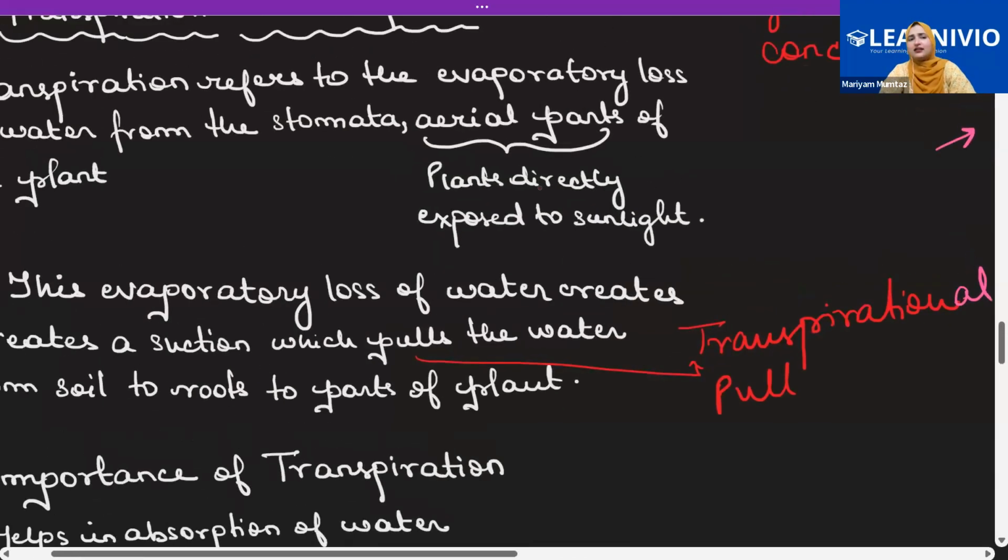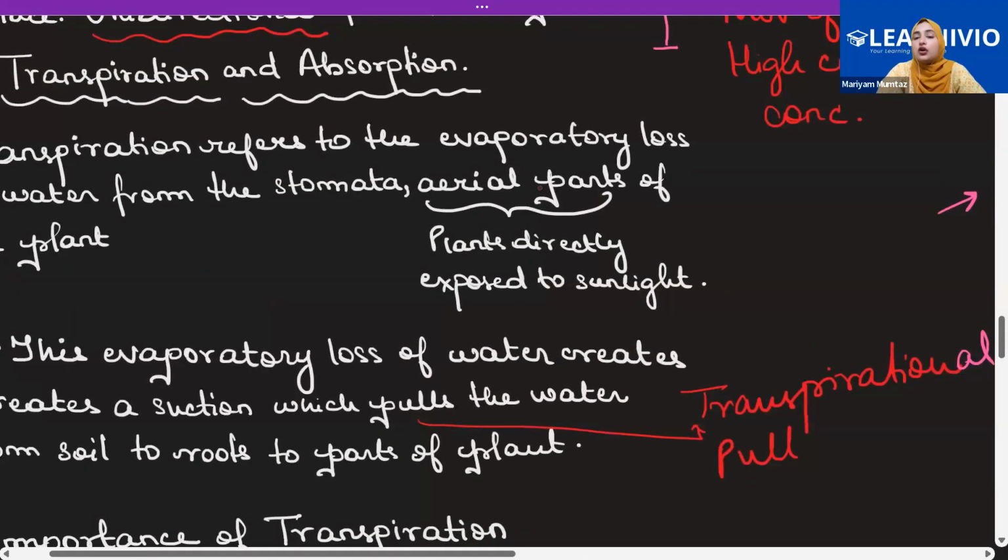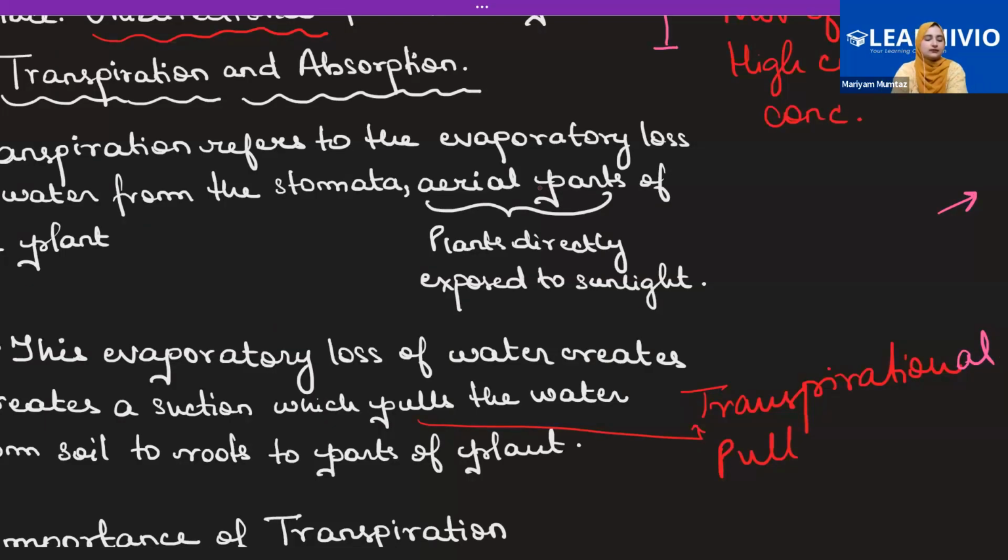Now, if I'm saying that transpiration is the loss of water from the plant's body, do you think it's a good thing or a bad thing? Like the loss that is happening from the plant's body, do you think it is a good thing or a bad? Good thing. Why? Why is it good? You have to explain. Because it cools the environment. It cools the environment.